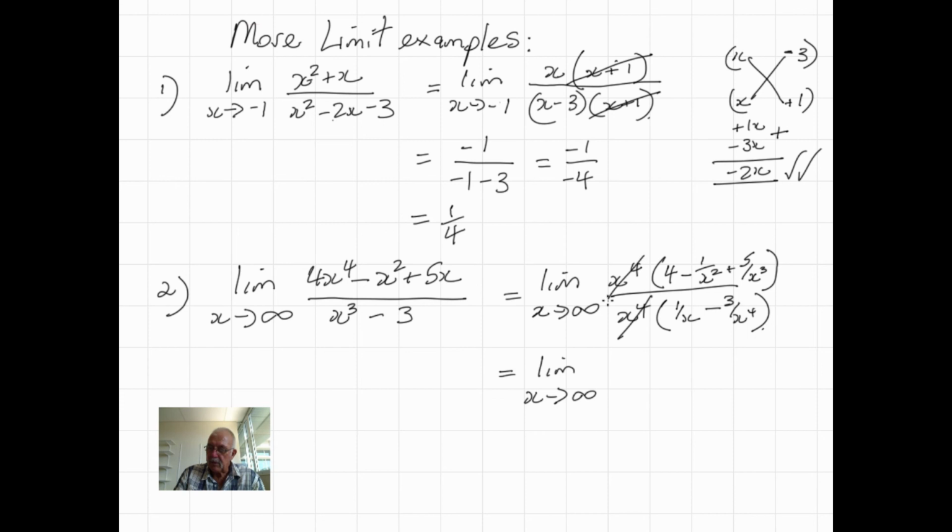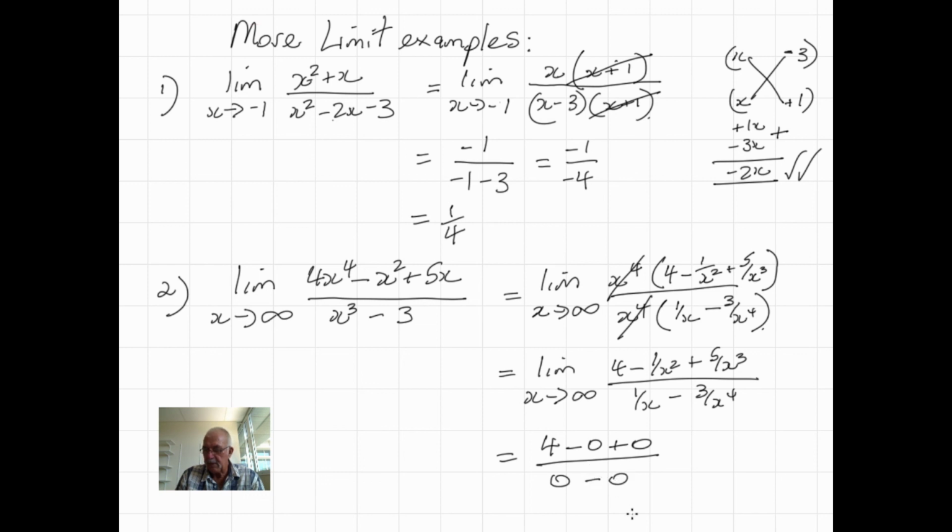The x to the 4ths will cancel, and it'll be 4 minus 1 on x squared plus 5 over x cubed. This line's probably not necessary, but I'll put it in just for this example. Minus 3 over x to the 4th equals. Now x approaches infinity, and now we can do the substitution. So that'll be 4 minus 0 plus 0 over, 1 over infinity is 0, 3 over infinity is also 0.